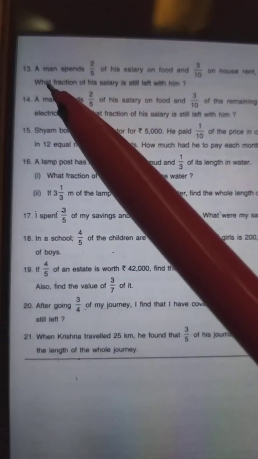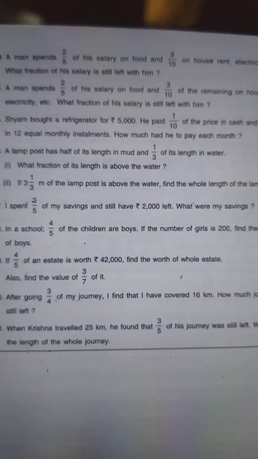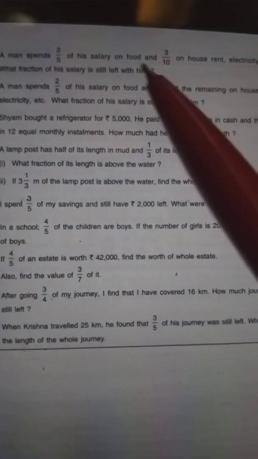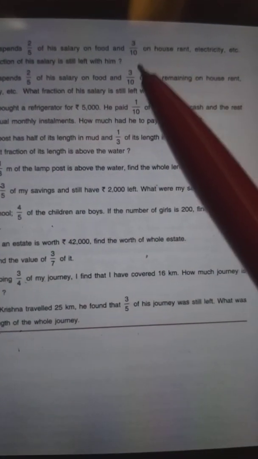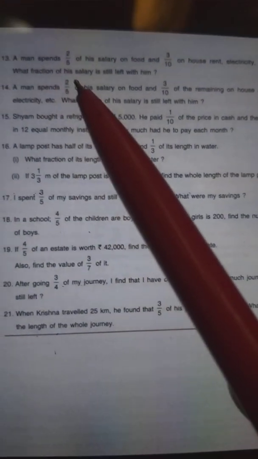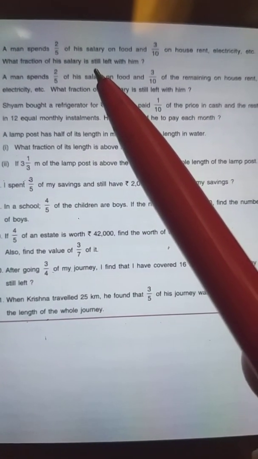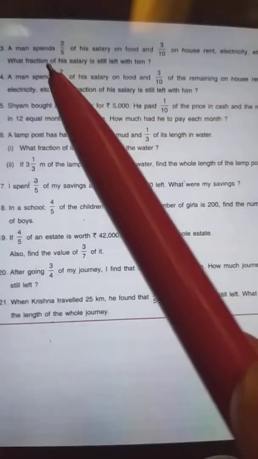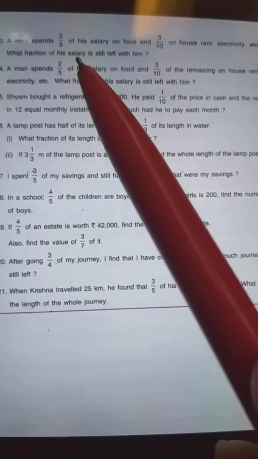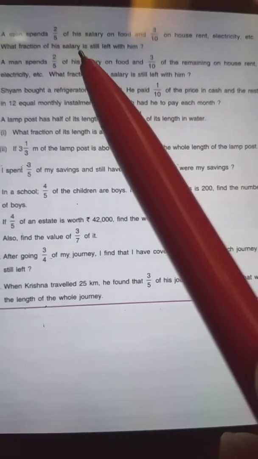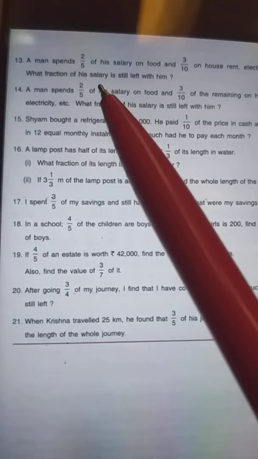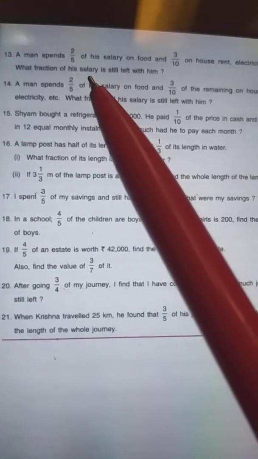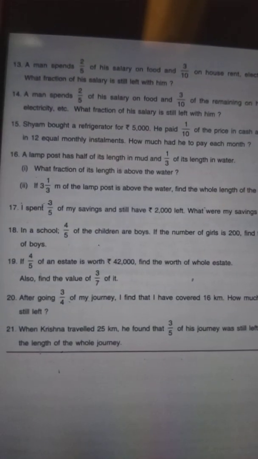See question number 13. A man spends 2/5 of his salary on food, 3/10 on house rent, electricity, etc. What fraction of his total salary is still left with him? So here a whole quantity is given. Whenever a whole quantity is given, we always consider it as 1. So let's try to solve it.